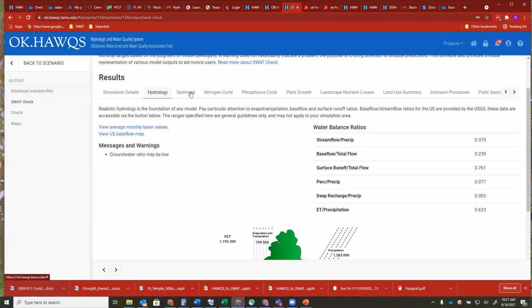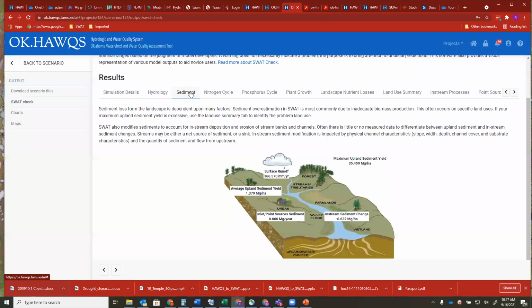Then we can look at the sediment. When you click on the sediment, it shows you where the sediment is coming from in the landscape. From the HRU, the amount of sediment is 1.37 tons per hectare. So 1.37 Mg, capital M means megagram. Megagram is tons per hectare.